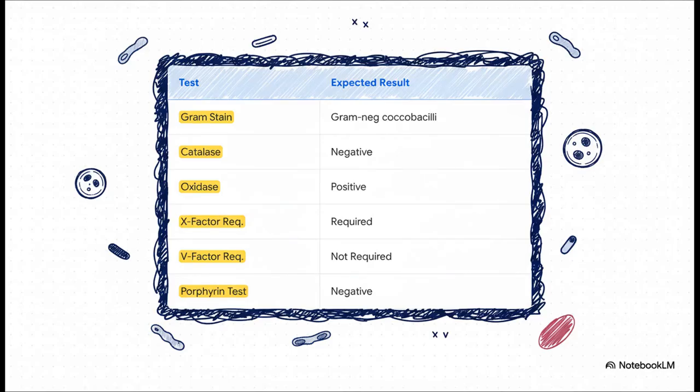Okay, let's put that all together into its key biochemical fingerprint. It's a gram-negative coccobacillus, it's oxidase positive, and it requires X factor. But the two key differentiators from a lot of other Haemophilus species are that it's catalase negative and it does not need V factor. That negative porphyrin test just confirms that it can't make its own heme.